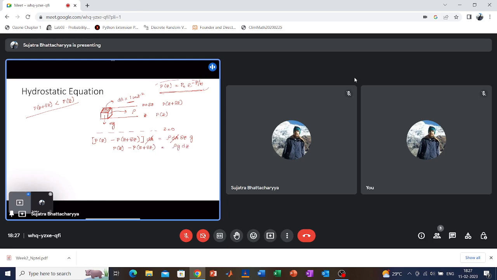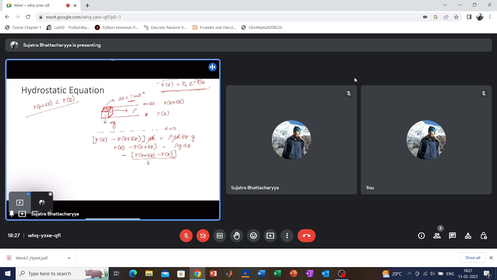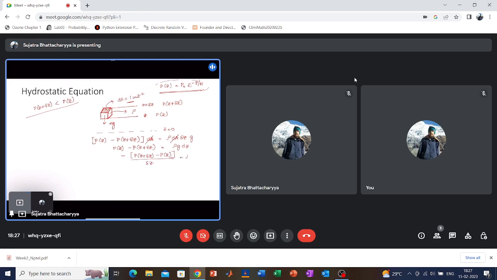Now I will take the minus out and write it as P of Z plus delta Z minus P of Z divided by delta Z or dz, whatever you want to write it. That will be equal to minus rho g. Fine. So you see, this is a very familiar expression. What is that? This is nothing but dp dz, correct? At the limit delta z tending to 0, this is equal to dp dz, and that is equal to minus rho times g. Therefore, we can write dp is equal to minus rho g dz. This is actually the hydrostatic equation.